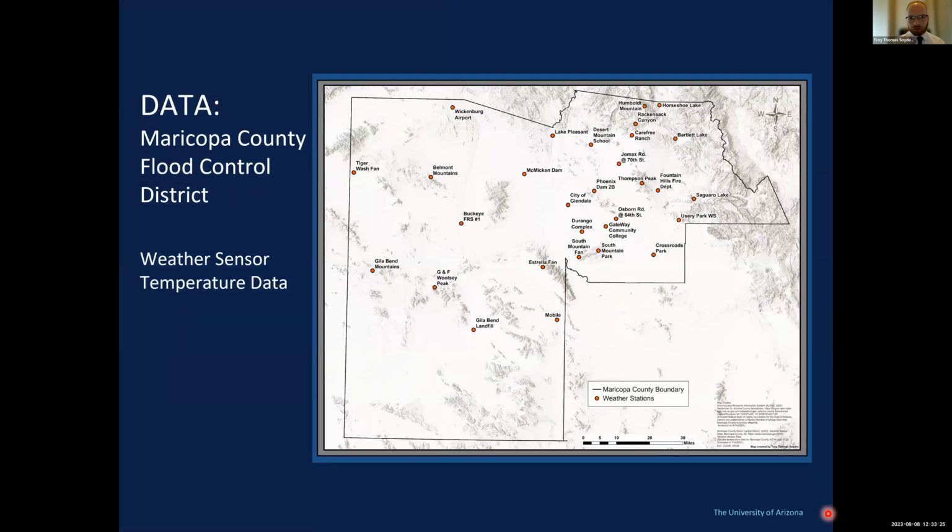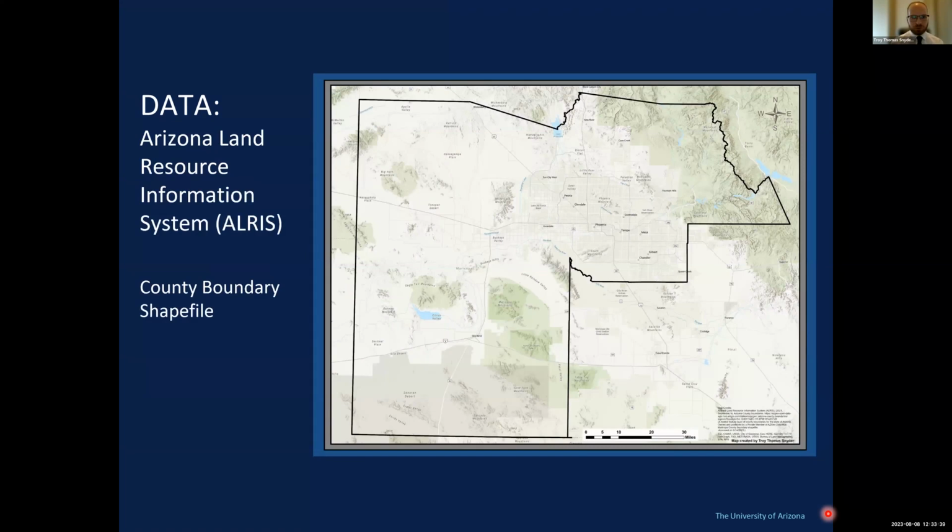So my first data source was from the Maricopa County Flood Control District. They have 30 weather stations located throughout the county, and I gathered temperature data from this source. The next one is the Arizona Land Resource Information System, or ALRIS. They basically just published this shapefile, which is the boundary for the county, which I used for clipping and different aspects of my analysis.